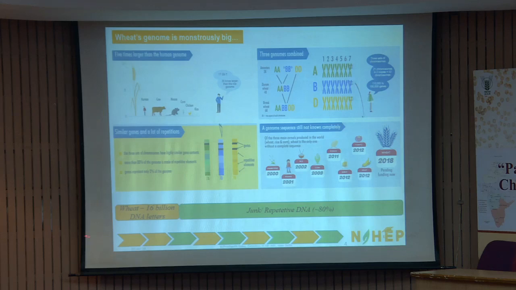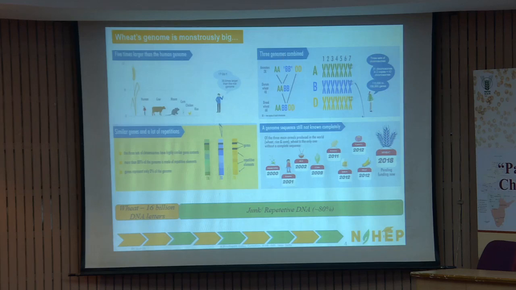We have to sequence that whole information. It takes a lot of effort, and out of these 16 billion DNA letters, almost 80% is junk DNA, which is not coding for anything useful for us. So 80% is junk DNA, and only 2% of it is coding into genes, into the transcriptome, into the protein that is useful for plant growth and establishment.